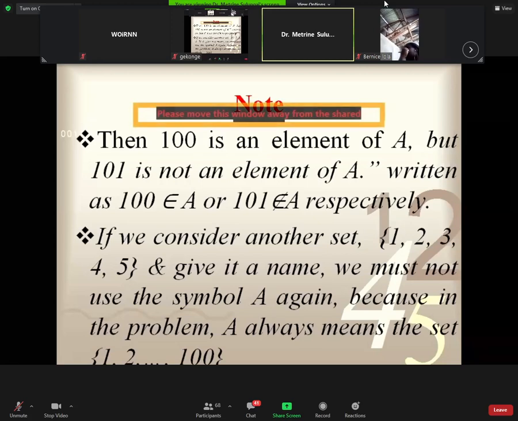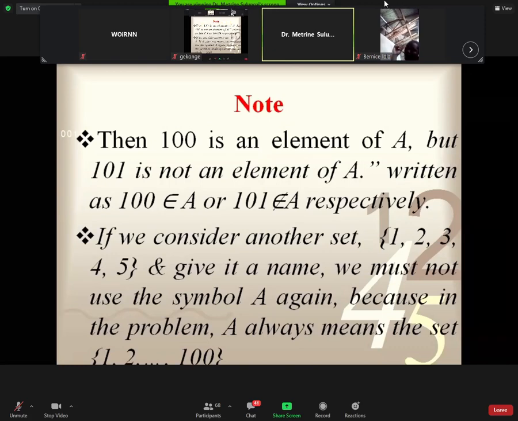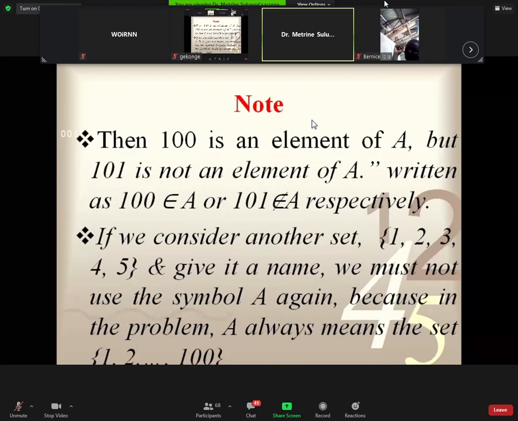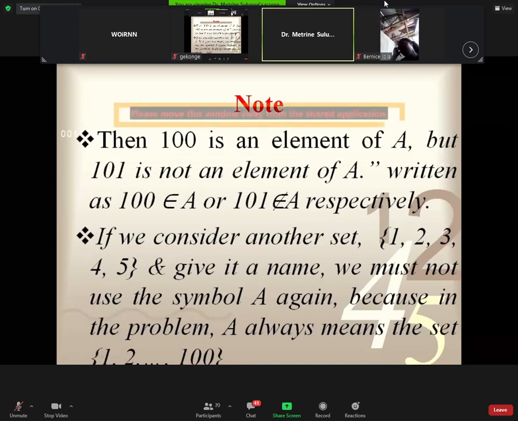But when I want to say that 101 is not a member of A, I simply use the same symbol with a slash on that symbol E to show that 101 is not a member of set A. So take note of that symbol. Anytime you see that symbol that looks like an E, it simply means an element of, or belongs to, or a member of. When you see E with a slash, it simply means that element does not belong to that set. Okay?